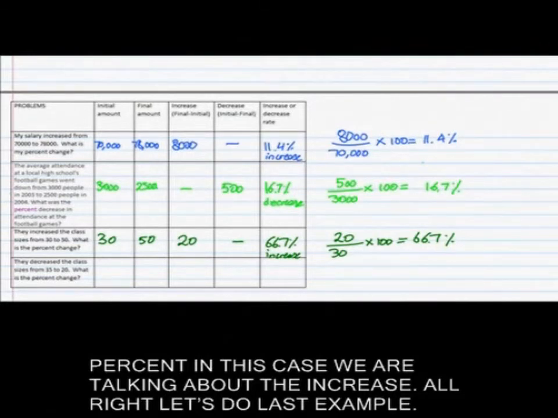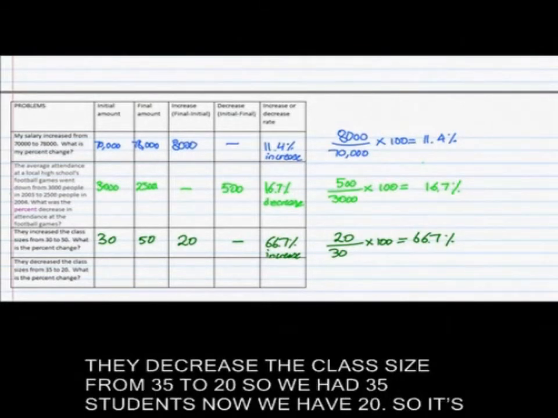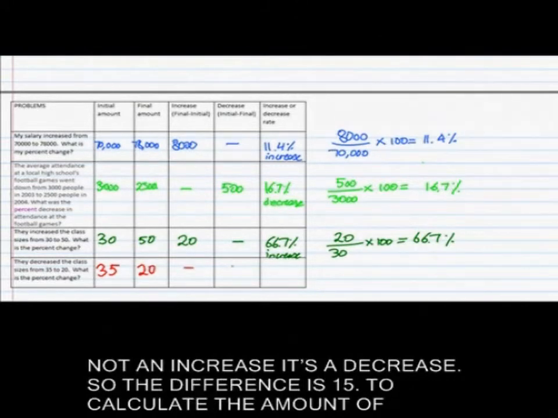All right, let's do a last example. They decreased the class size from 35 to 20. So we had 35 students, now we have 20. So it's not an increase, but it's a decrease. So the difference is 15.